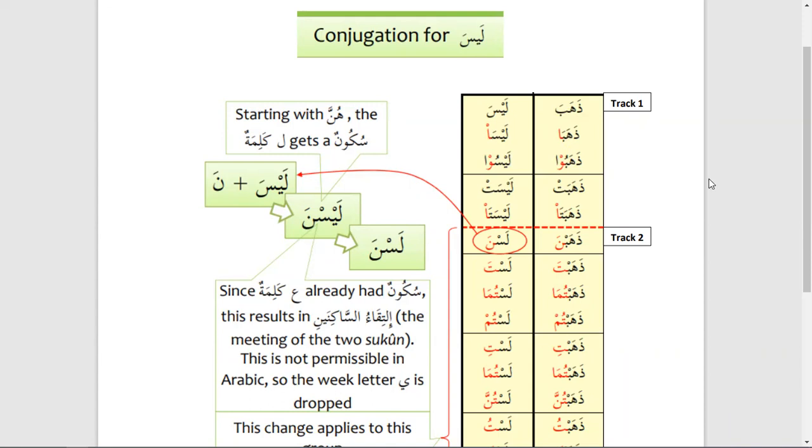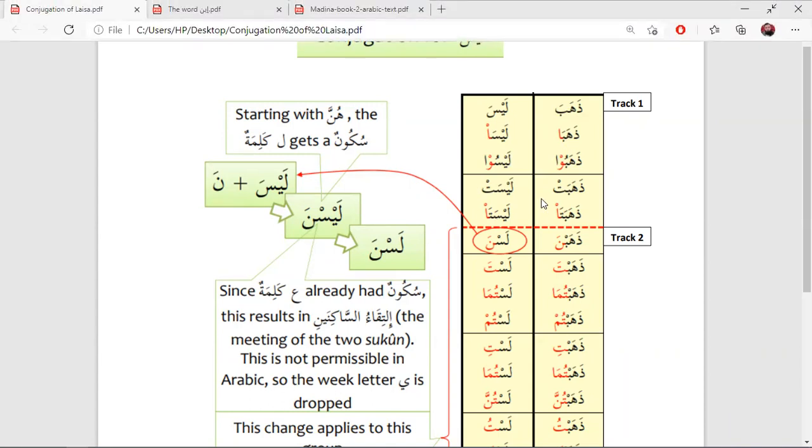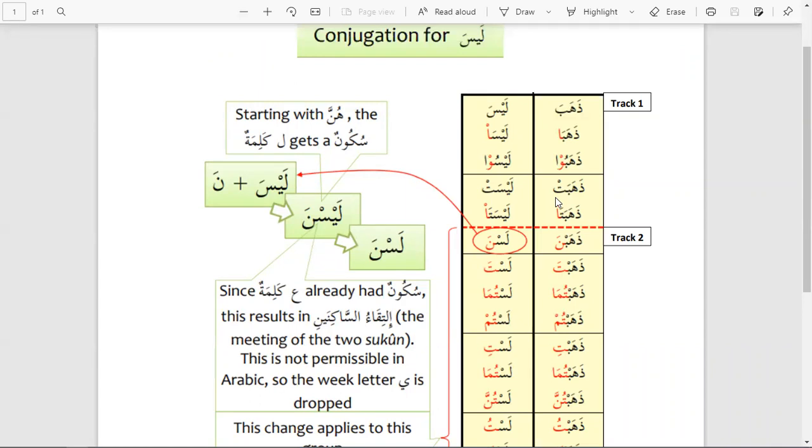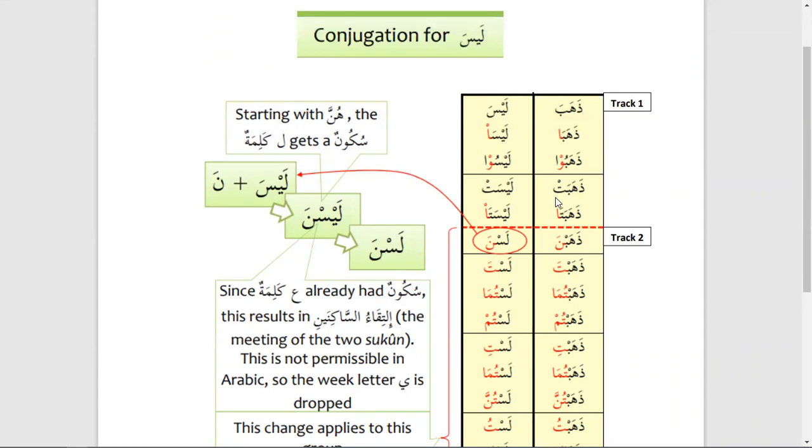Now we get to the feminine part, the third person. So, Sir, what is opposite of Laisa? He is not, and he is. You said this is for emphasis, to make sure things. Yeah, that is for emphasis.